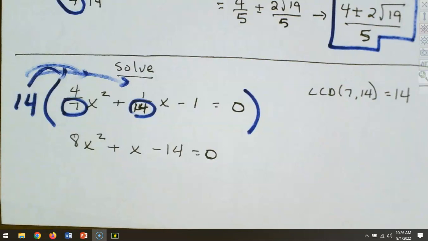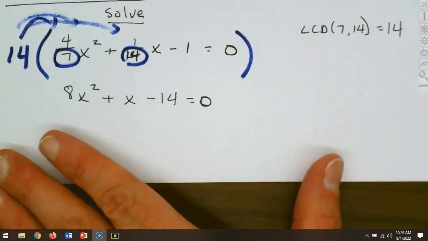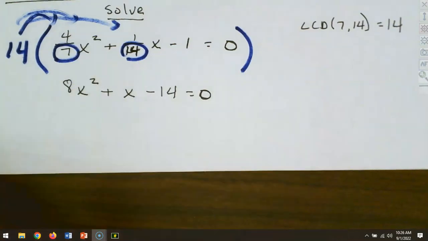So we cleared out our fractions, right? We multiplied everything by a 14. Now we've gotten to this point. We're going to try to use our quadratic. Is it set up for the quadratic formula? Is it set to 0? Yes. Is it in the correct order? Yes. So let's label our A, our B, and our C.